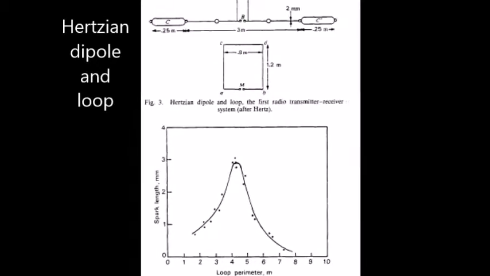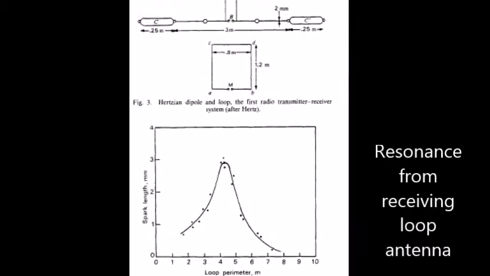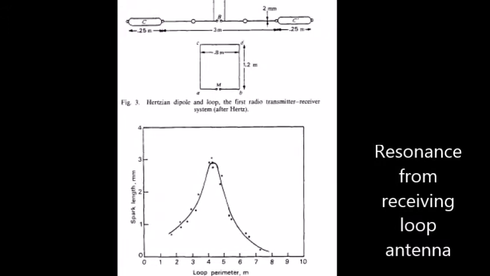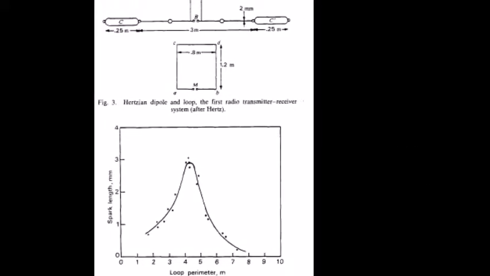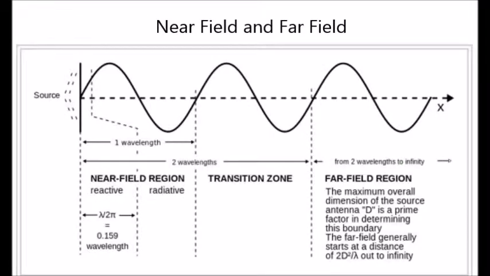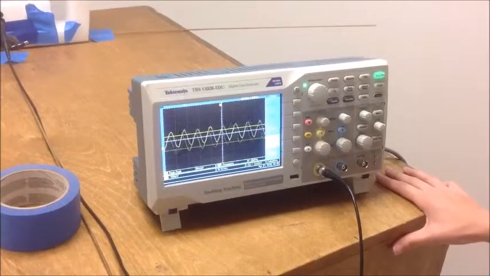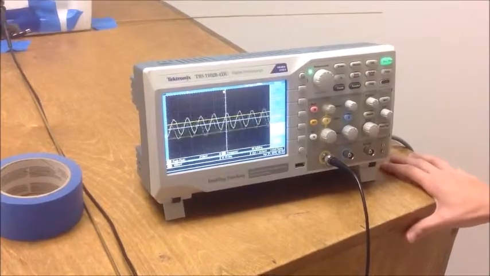We found resonance with the use of an oscilloscope. Hertz also had to create his own frequency. We were able to use a function generator to create our frequency. This experiment helped us to find the near field and the far field. This is our antenna moving from far field to near field.